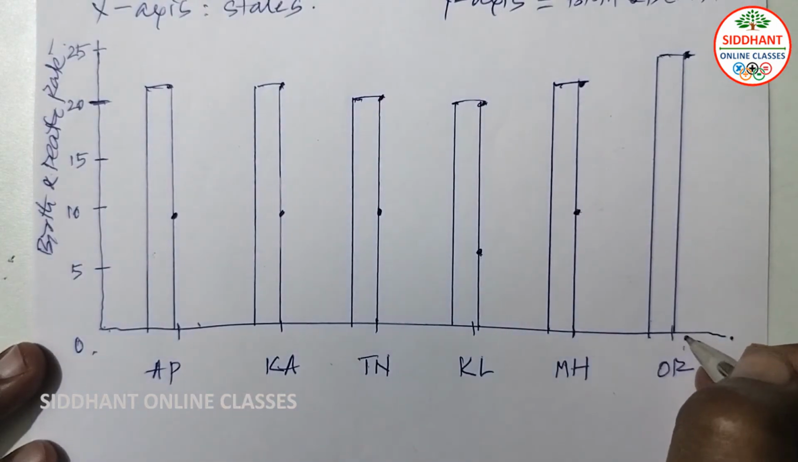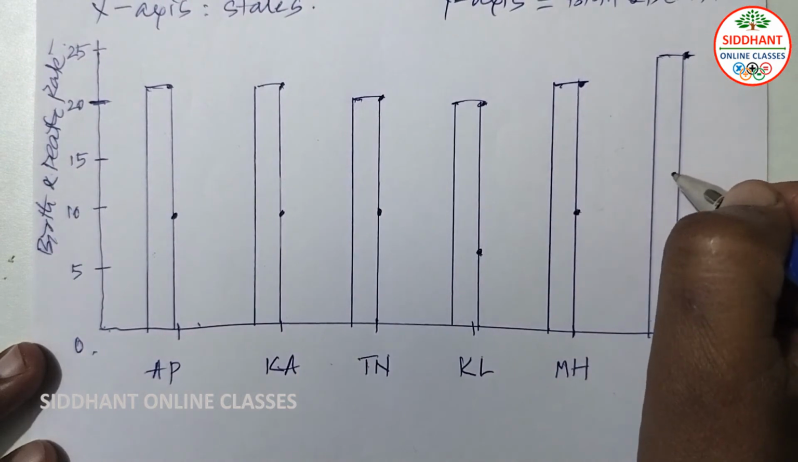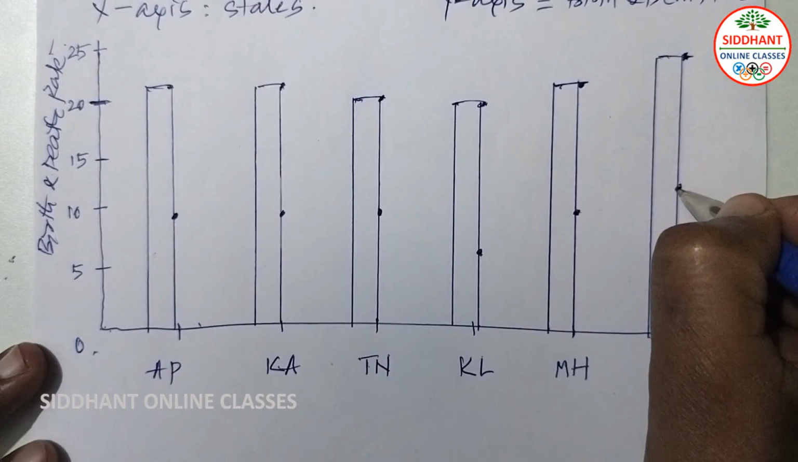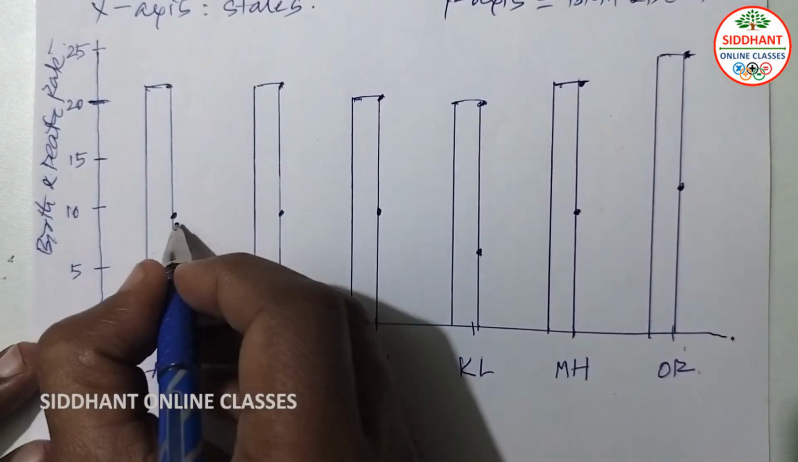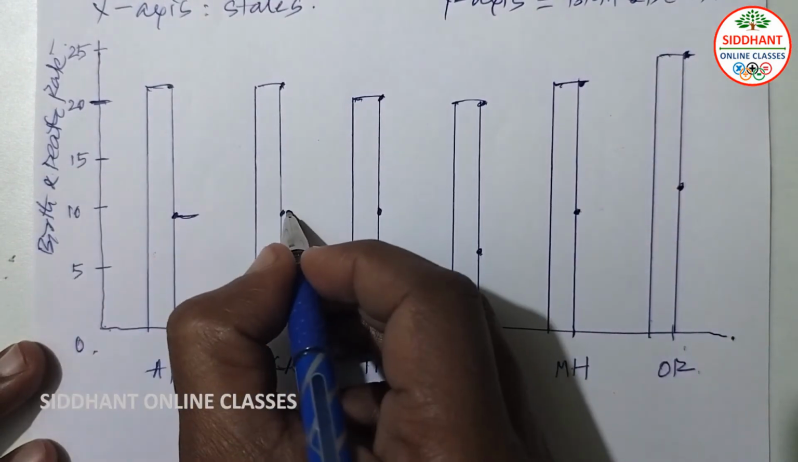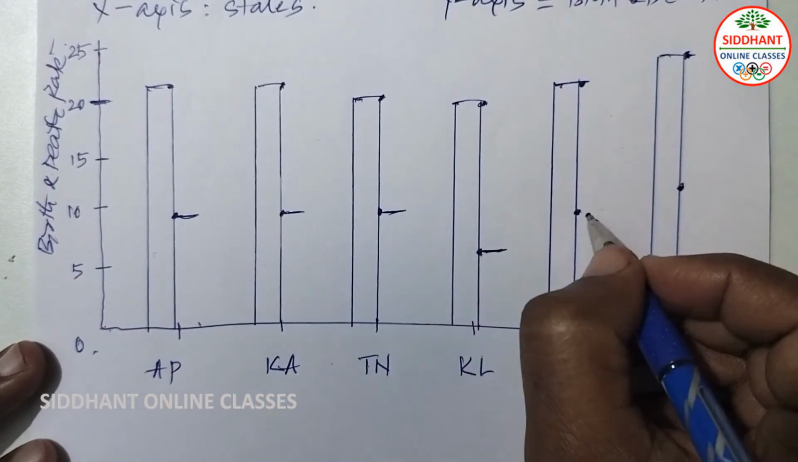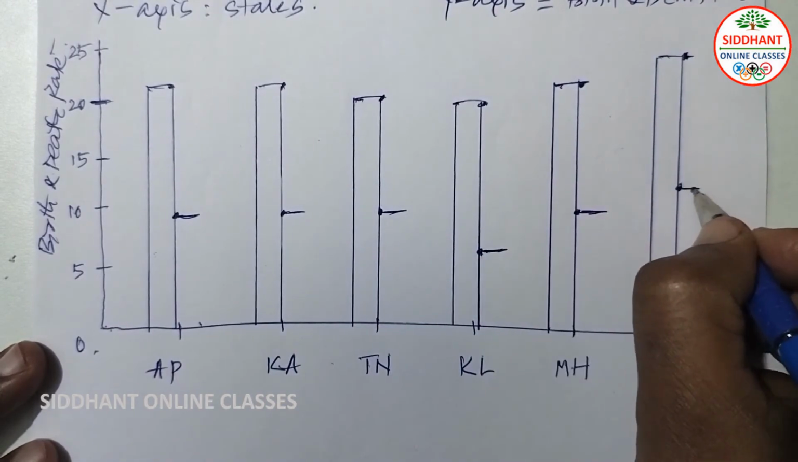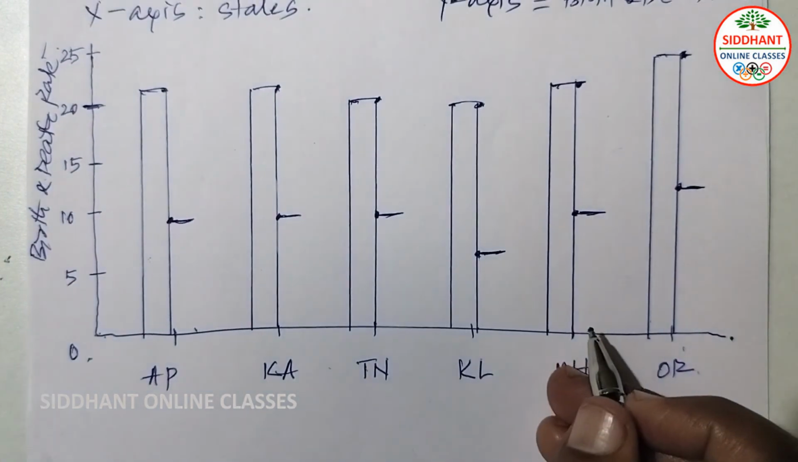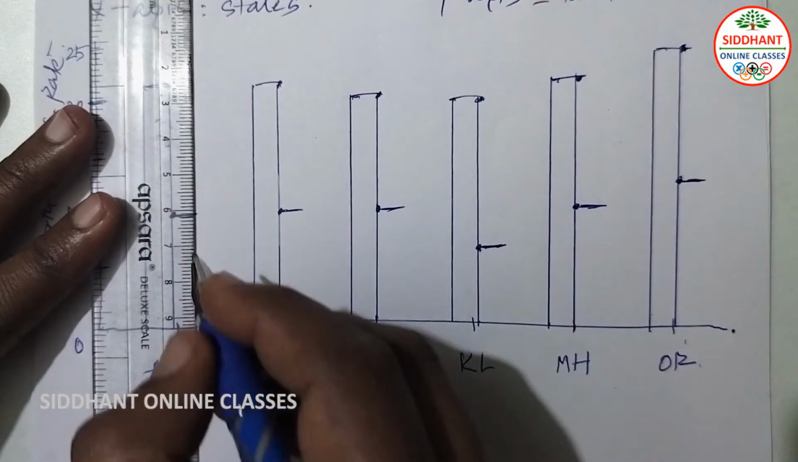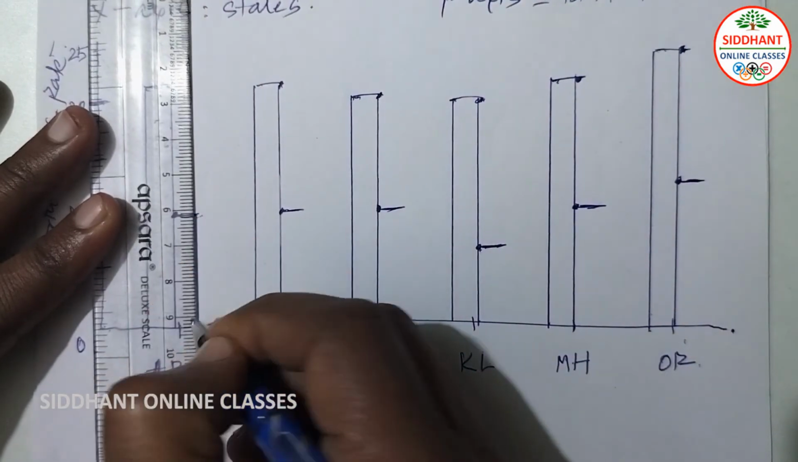Orissa we are going to see 11 here. So 11, above 10 we are going to keep. So these are the death rates. So draw the bar diagram second adjacent to this.